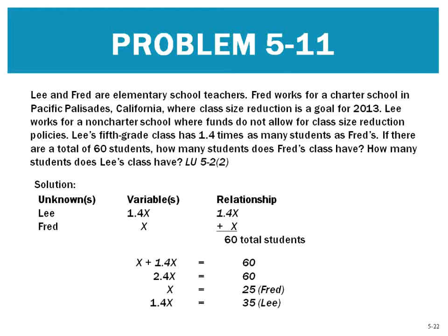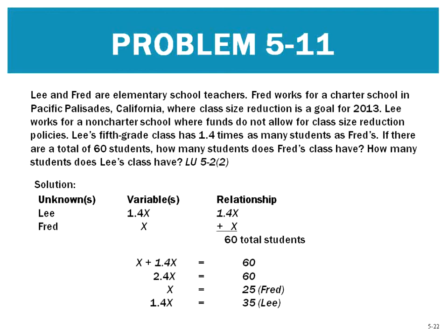Lee's 5th grade class has 1.4 times as many students as Fred's. If there are a total of 60 students, how many students does Fred's class have? How many students does Lee's class have? Okay, so this is how you solve it. Lee's class has 1.4 times as many as Fred's. So let's figure out how much Fred has first, because if we know that, we'll be able to figure out Lee's, because we just say whatever Fred has times 1.4 and we'll get Lee's class size.